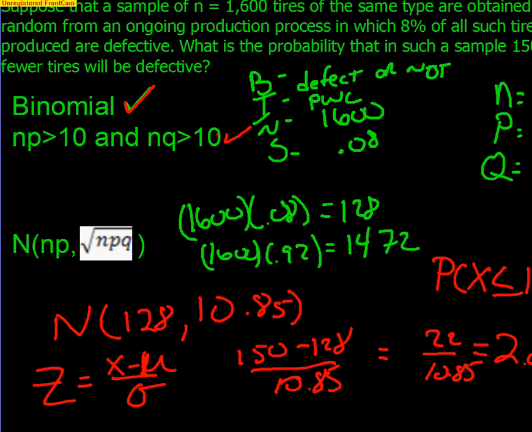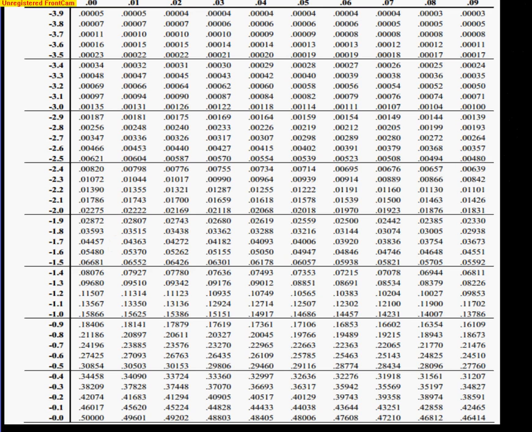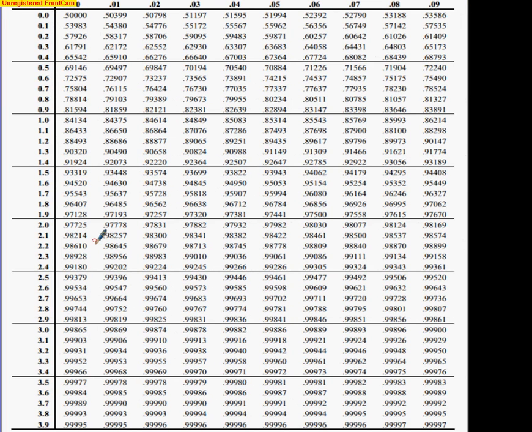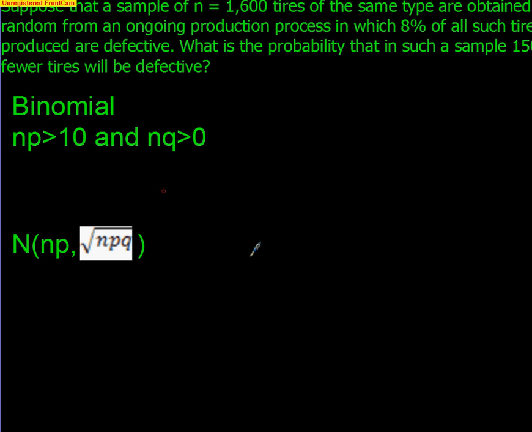Alright, so what does that mean? Let's look at our z-table, the negative and the positive. For 2.03, I get 0.97882, so 0.9788. So what's the probability? P equals 0.9788. Hope that helps you some.